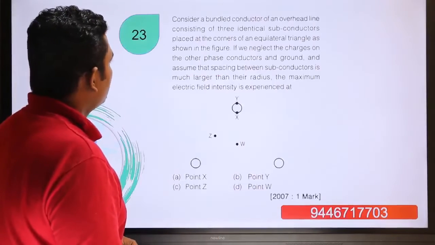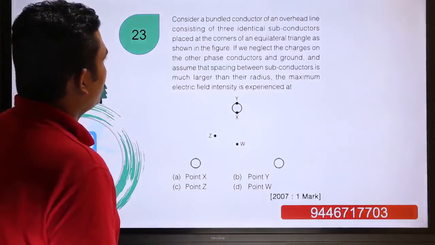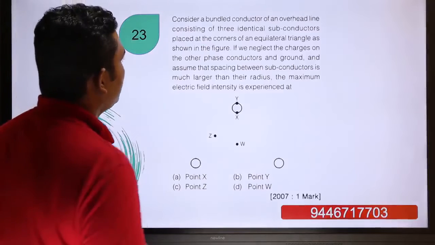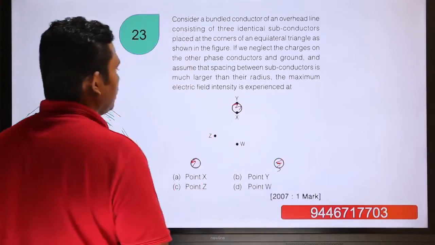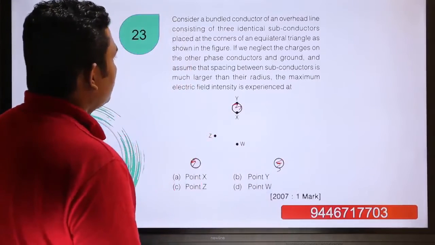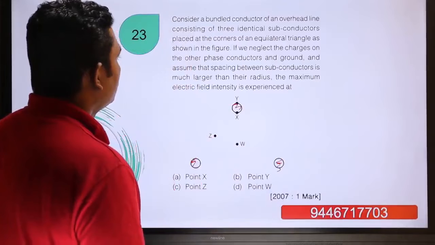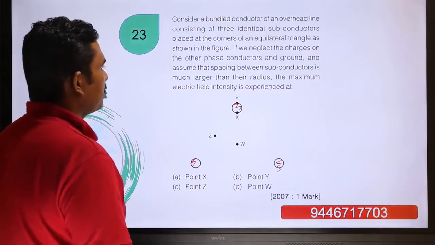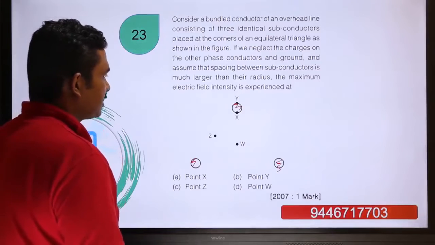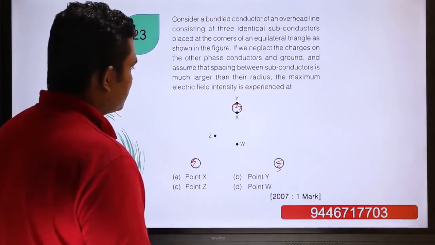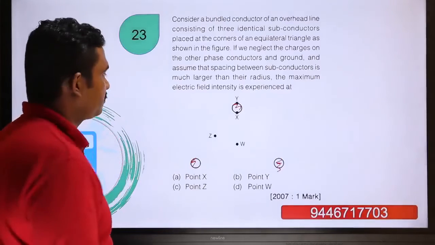Now moving into the next question, which is question number 23. Consider a bundled conductor of an overhead line consisting of 3 identical subconductors which are placed at the corners of an equilateral triangle as shown in the figure. If we neglect the charges on the other phase conductors and ground, and assume that spacing between the subconductors is much larger than their radius, then the maximum electric field intensity is experienced at, whether it is experienced at x, whether it is experienced at z, or whether it is experienced at w is what is the question.